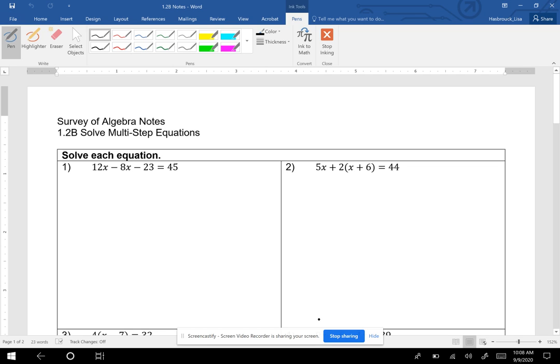Hello students, today we're going to go over the second part of notes for 1.2, solving multi-step equations. So we're just doing a little more extra practice on this with some different style multi-step equations.